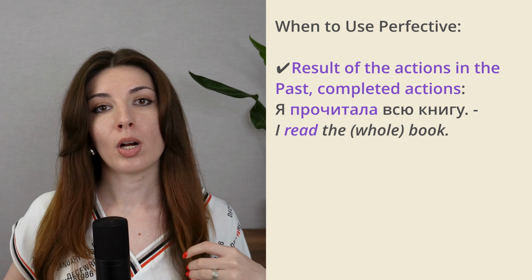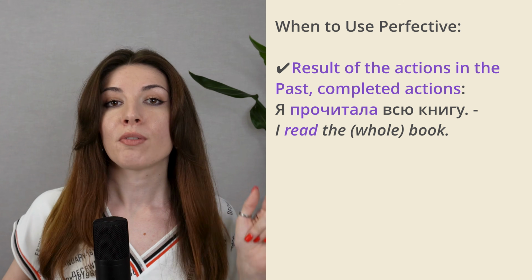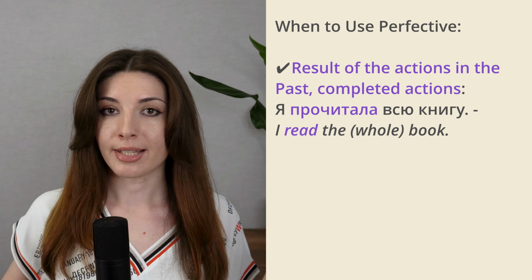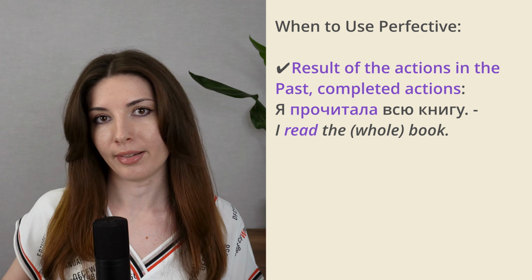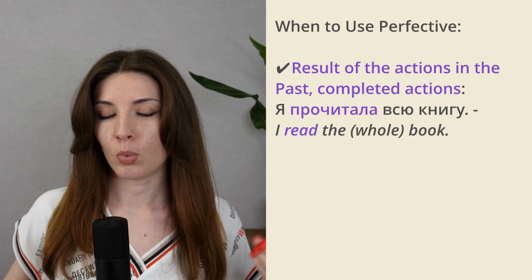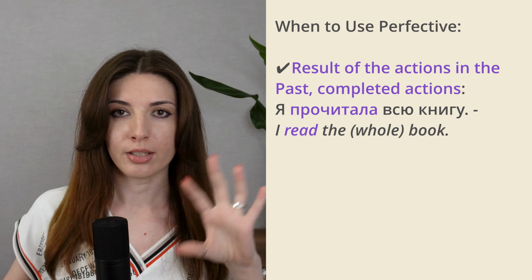And the opposite one, perfective, will be used for the result of the action. If you finished the book. Я прочитала всю книгу. Or я прочитала книгу. It's the same. When you say that, it's clear that you read, you finished the complete book.